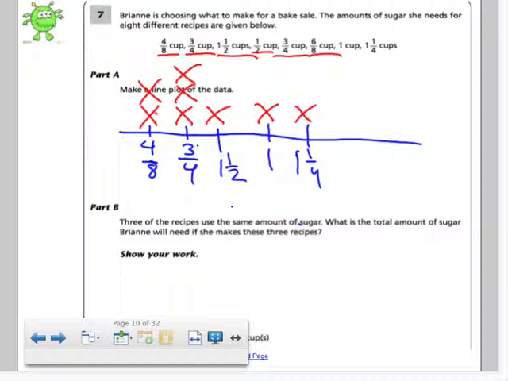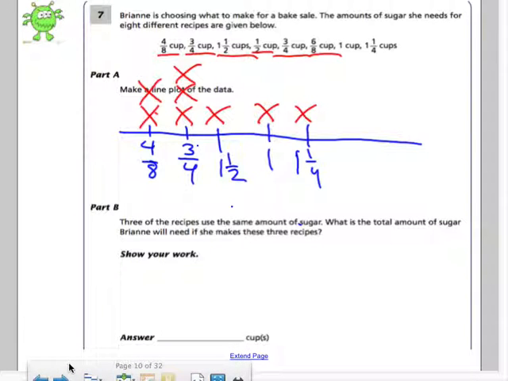All right. Now we've got part B. Part B is the problem. Who would like to read part B? Siglali, nice and loud, please. 3 of the recipes use the same amount of sugar. What is the total amount of sugar Rihanna will need if she makes 3 recipes?